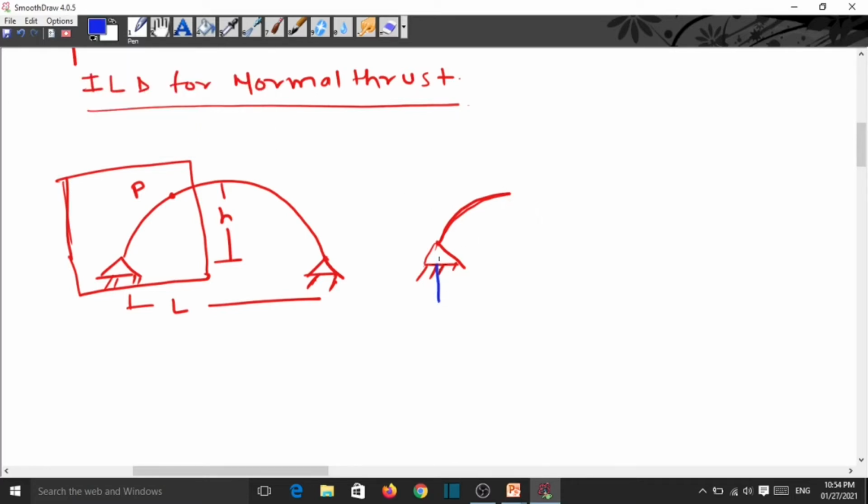Here is a vertical reaction VA, and the horizontal reaction is H. Then here is a vertical force V, and here is the normal thrust, called N, and the radial shear like this, which we call Q. So this is theta and this theta are the same. So how to write the equation?